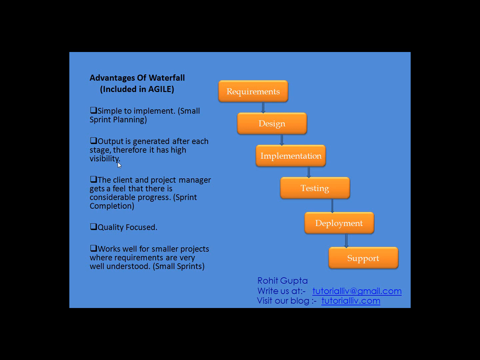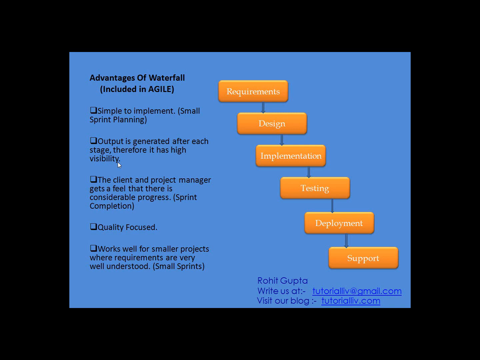Now the third one: the client and the project manager get a feel that there is considerable progress. Sprint completion is a terminology from Agile methodology. For the time being, just remember the term sprint completion. We will discuss it in detail in our second session. What I said is we divide the solution into smaller solutions and then deliver them to the customer one by one. So definitely, once we are delivering something to the customer, he and our project manager also feel that yes, we are progressing, we are completing something. So the client and project manager also have a feeling that our team is working.